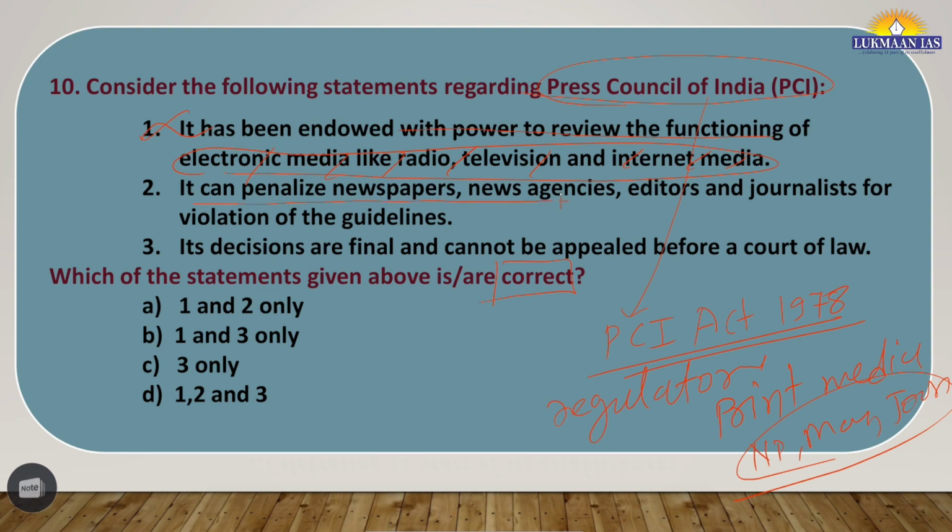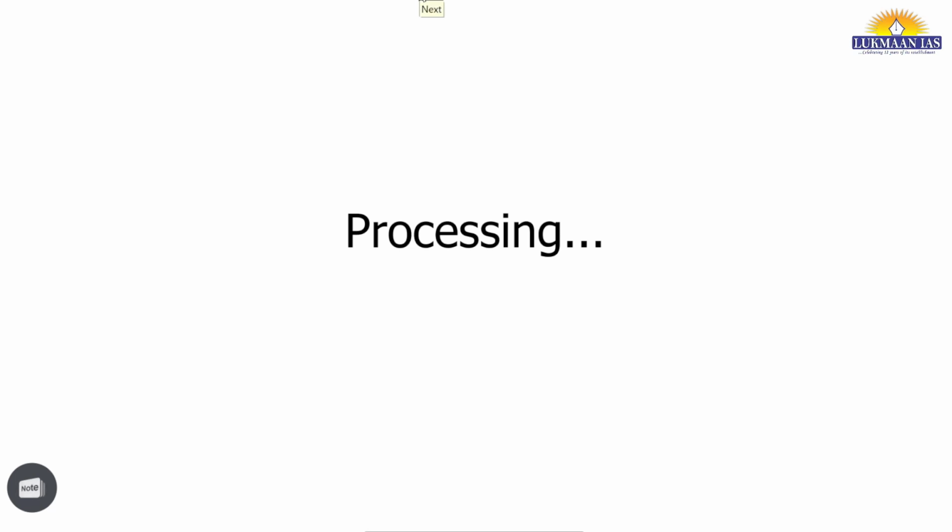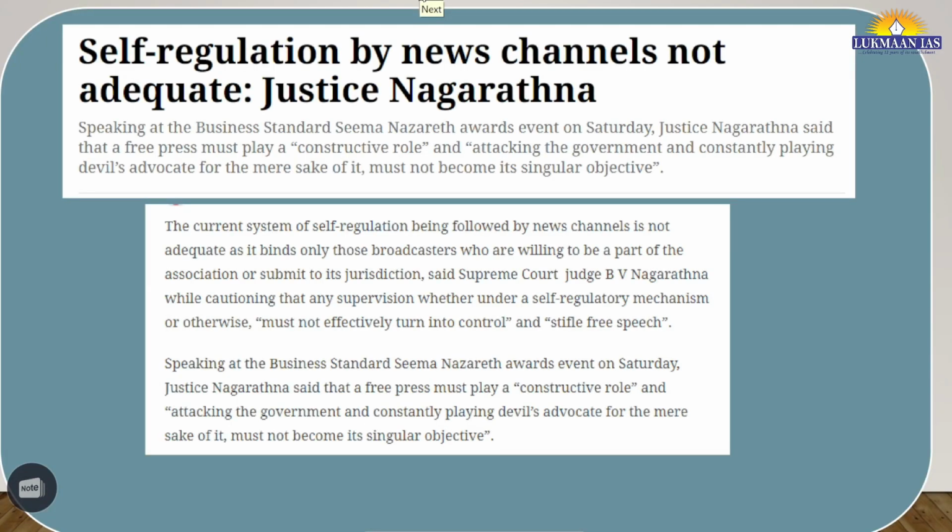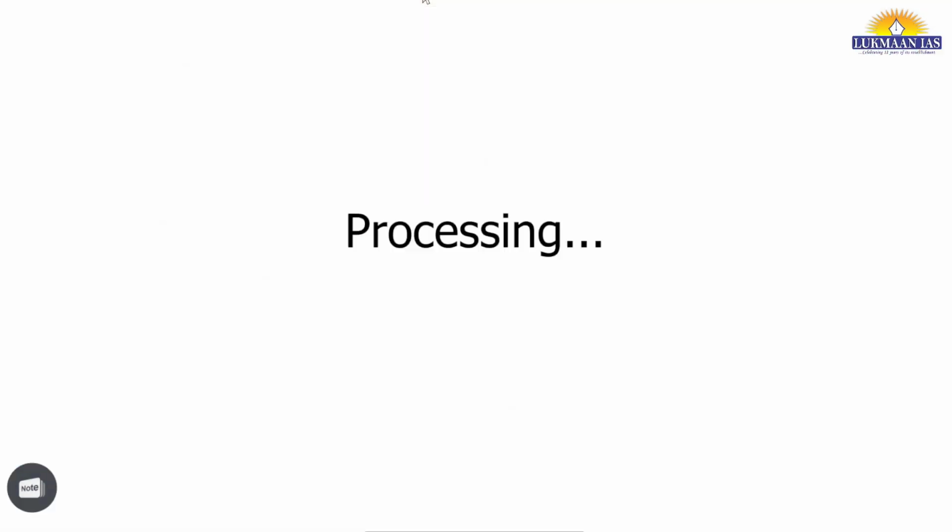It can penalize newspapers, news agencies, editors, journalists for violation. No, there is no penalizing power here. Yes, its decisions are final and cannot be appealed before a court of law. This is correct, and that's why the answer should be C here. Okay, fine. Right, let's move on to the next.